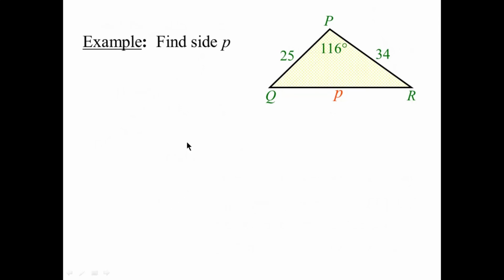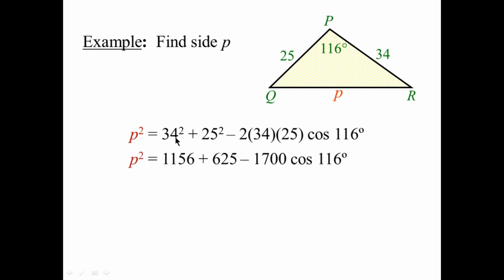Let's do some examples. Find side P. We'll use the pattern. P squared equals 25 squared plus 34 squared minus 2 times 25 times 34 times the cosine of 116. Notice it's P squared here. So then we have to do this math. I squared everything and multiplied this out.